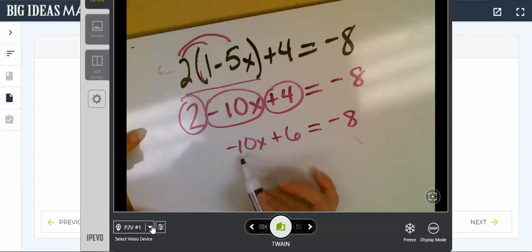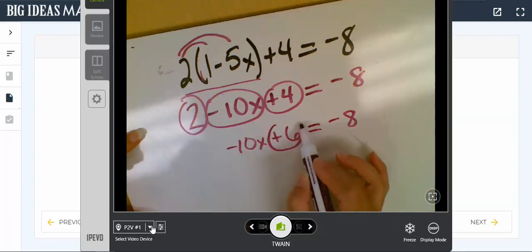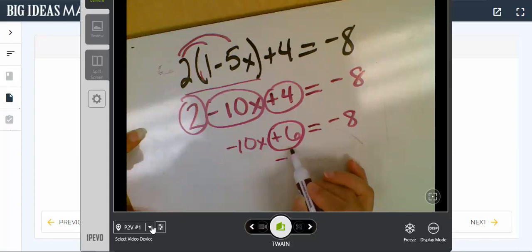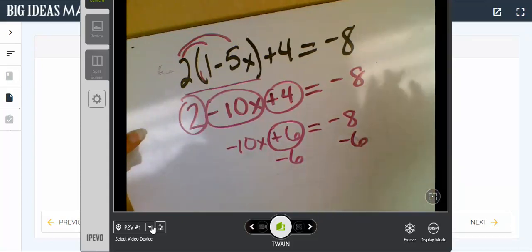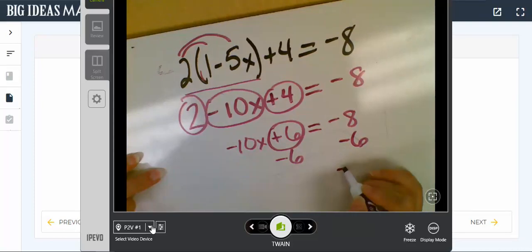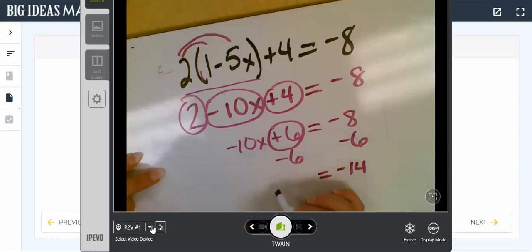Then again, I keep that together, but I want to get rid of this first. So in order to do that, undo addition. The inverse operation is subtracting 6. So I'm 8 in the hole, and I go 6 more down, for negative 14. These will become 0, so I've got negative 10x left.